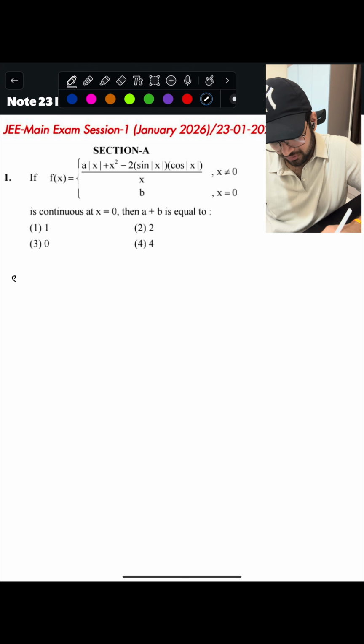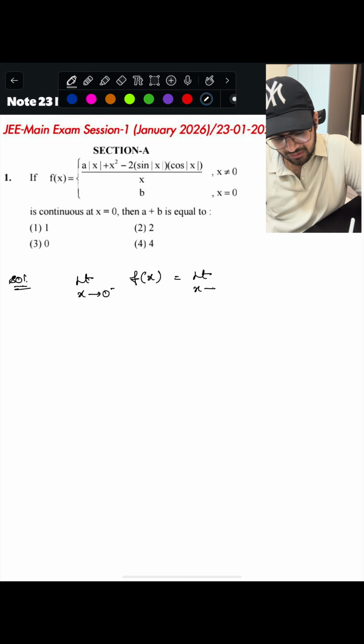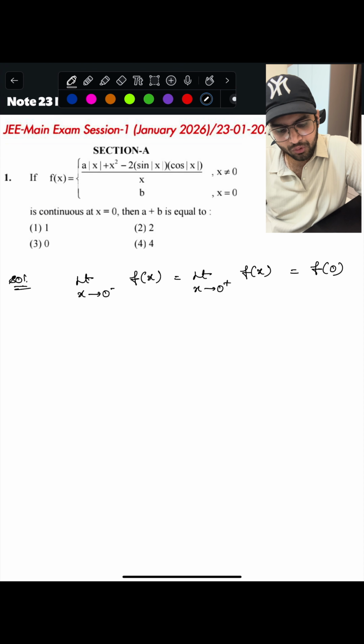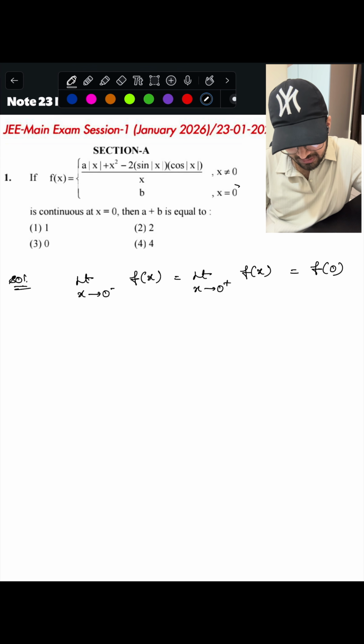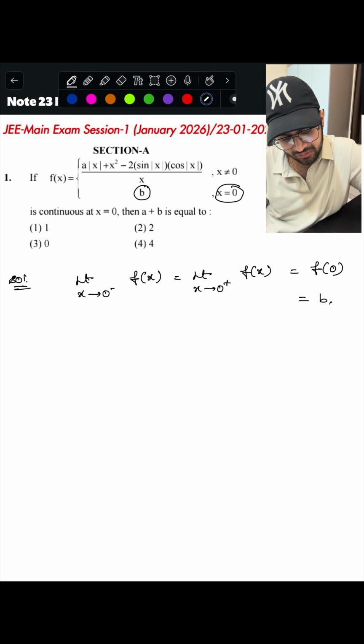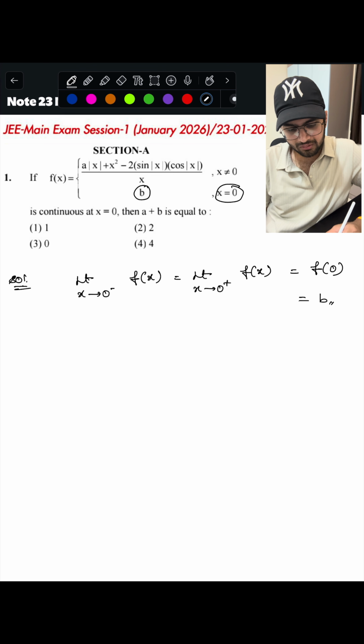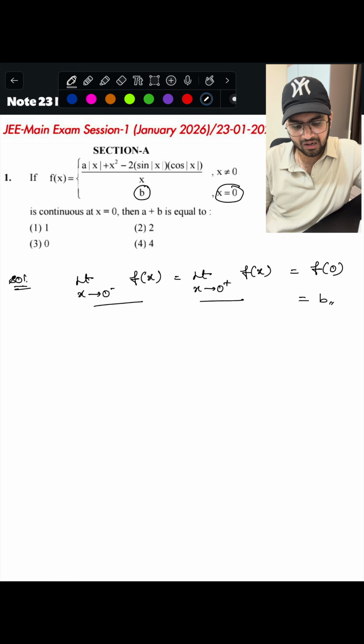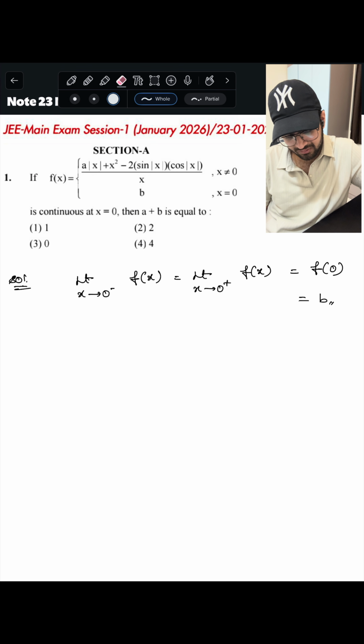Now as we already know, whenever a function is continuous at a point, the left hand limit should be equal to the right hand limit, that is limit x tending to 0 minus f of x should be equal to limit x tending to 0 plus f of x, which should be equal to the functional value at that particular point, that is f of 0 here. So what is f of 0? At x equals to 0 the functional value is b, you need to take it as b. Now our task is to find the left hand limit and right hand limit, so let's find it out.